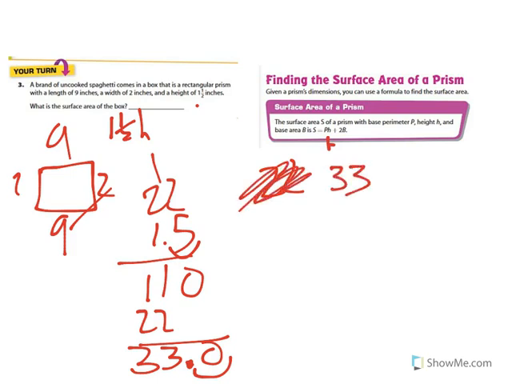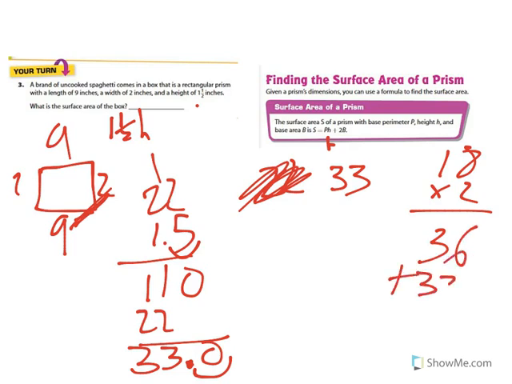Now we're going to find the area of our base. What is the area of our base? 9 times 2 is 18. We're going to times it by 2. That equals 36, plus the 33 that we did from perimeter times height. And our answer is 69. What is my unit? Square inches.